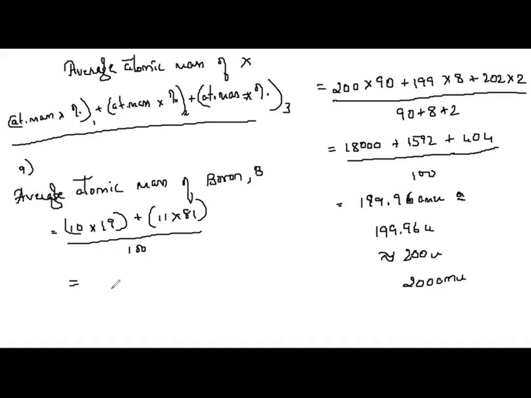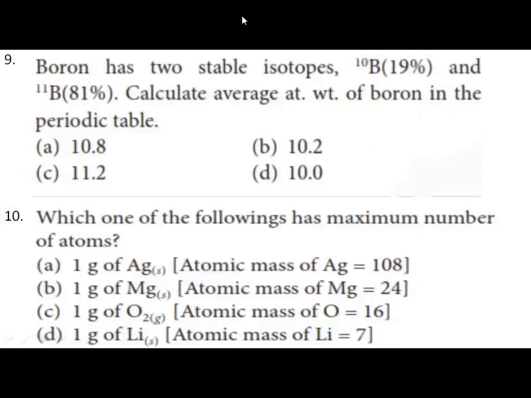So how much do you get? 190 into 11 ones are 11, 88, 89 divided by 100. Solve it out. You will get the answer around 10.81. This is the answer. So what is the atomic mass of boron in the periodic table? It is option A. It is 10.8.